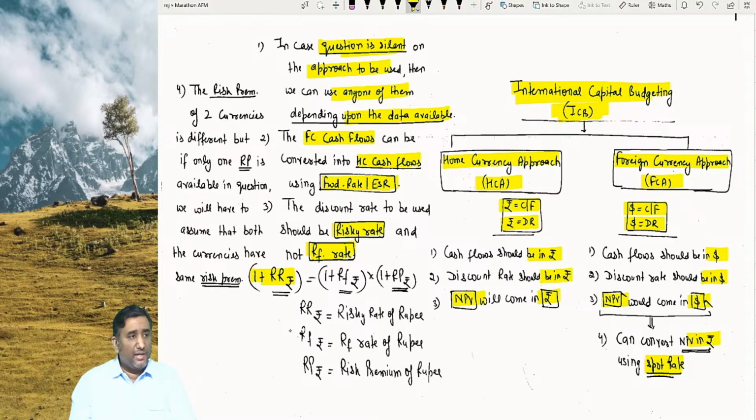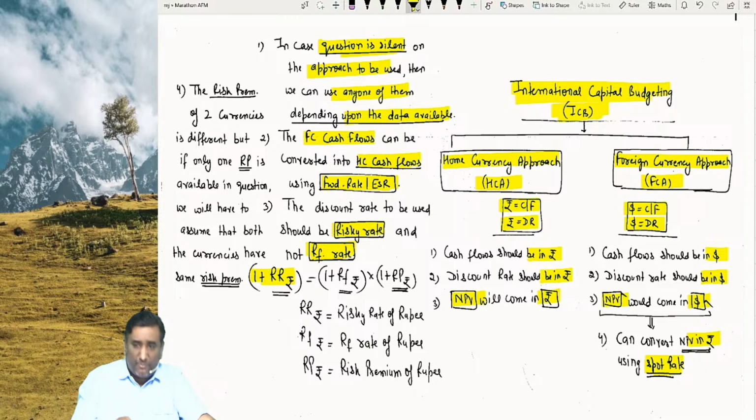This I'll explain when I do the inflation concept, and I'll cover inflation in this topic only. So I'll tell you why it is multiplicative. The CAPM model is an addition, when you add something: RF plus beta into something. Otherwise, generally we have a multiplication type of concept. 1 plus risky rate of a rupee should be equal to 1 plus risk free of a rupee into 1 plus risk premium of a rupee.